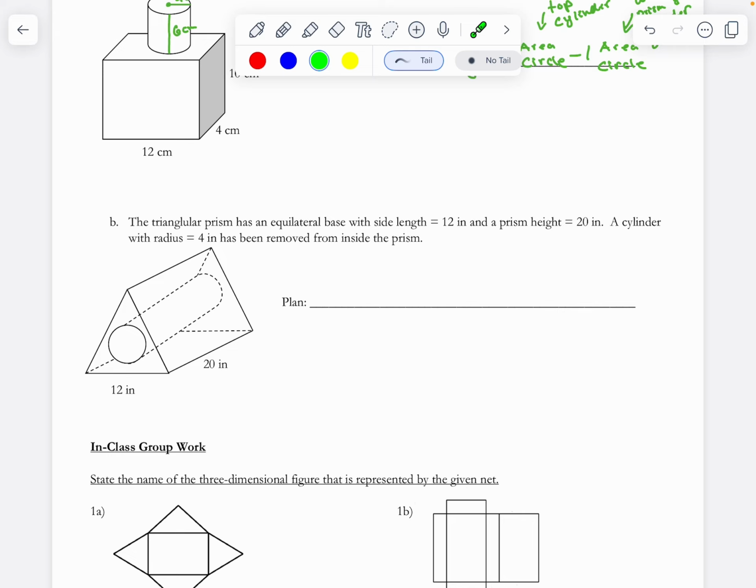Well, the triangle prism here has an equilateral base with side lengths of 12. So boom, boom, boom. These are all 12. Equilateral base means that they're all congruent. And the prism height equals 20. A cylinder with radius 4 in has been removed from the inside of the prism. So now we've got surface area on the outside and we've got surface area on the inside. I know that's super weird, right? But we have the surface area on the inside that we would have to paint if we needed to. So how can we do this?